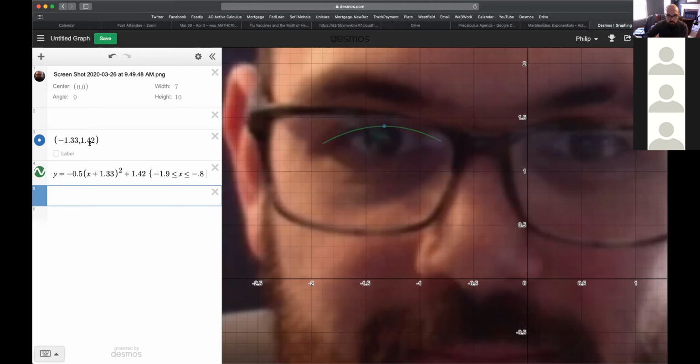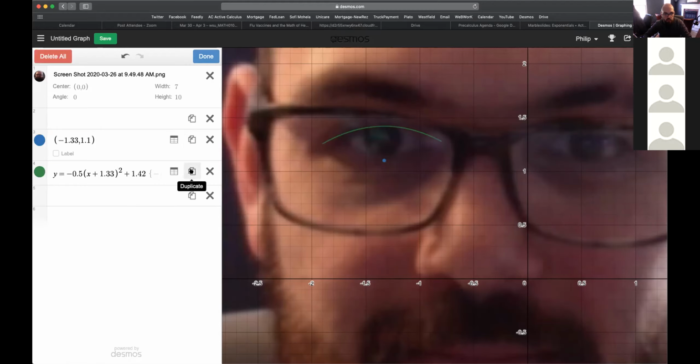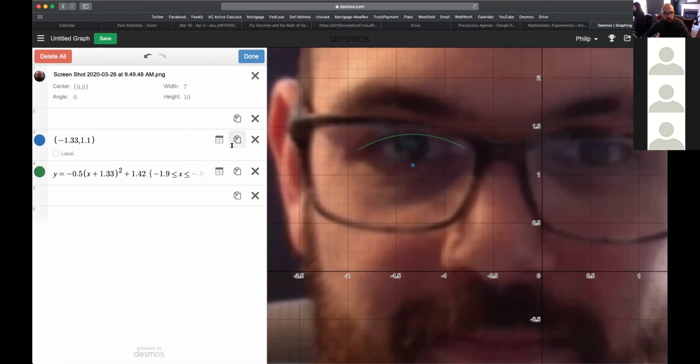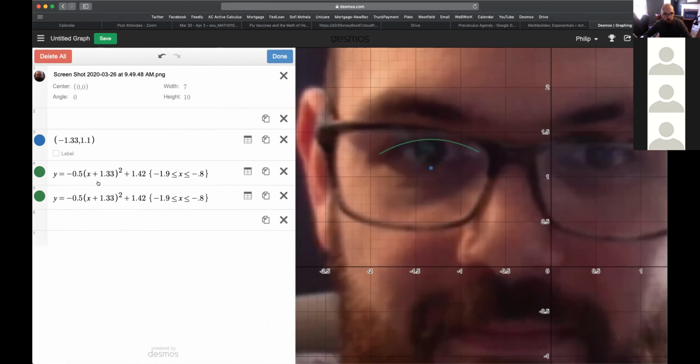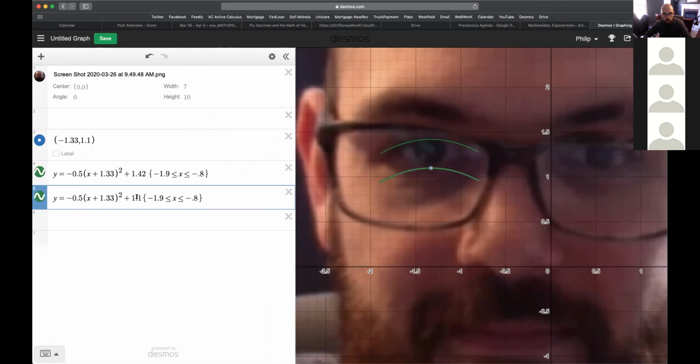I could even use this point again, right? So same x coordinate, but if I change my y coordinate, if I make it, say, 1.1, that seems like that's the bottom of my I. And a nice feature in Desmos is if you click on this gear right here, instead of typing all this out again, I could duplicate it and then just change it. So instead of this, I would want this to be a 1.1.